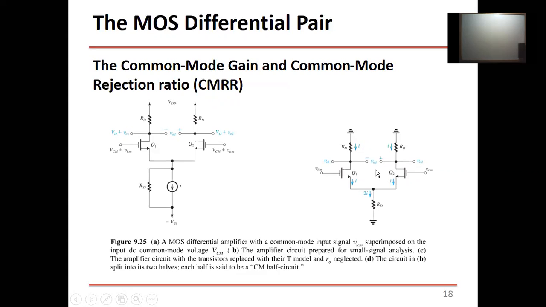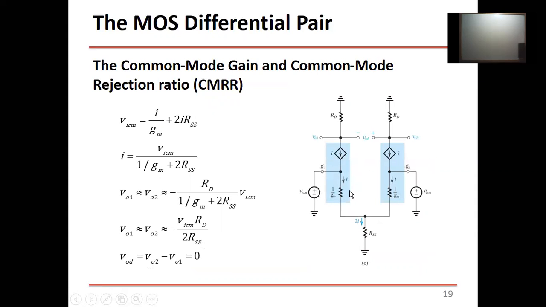We don't have coupling capacitors, so we don't short circuit anything. So the next step is to replace these transistors with their T model or hybrid pi model. So this is the circuit that we need to analyze, okay, to find the common mode gain. Now, before we do this, we know from the beginning that the common mode gain is 0, right? Because this configuration does not amplify common mode signal. We know this. So we're just going to prove something we already know.